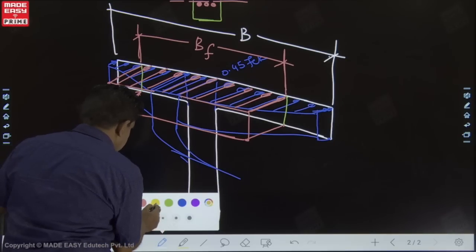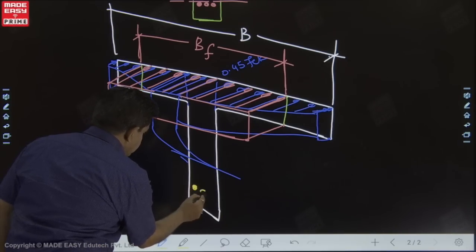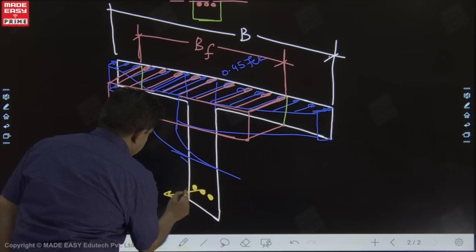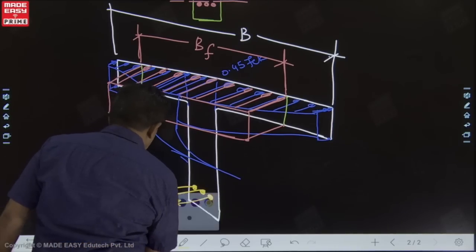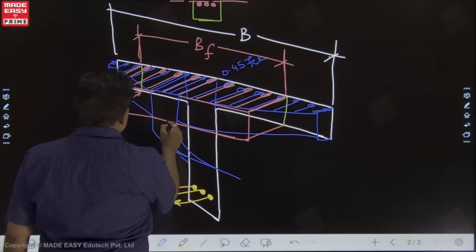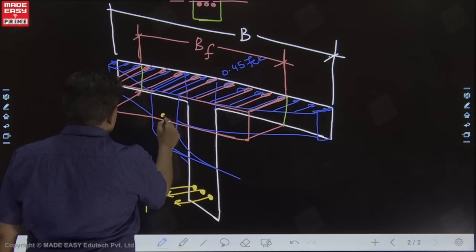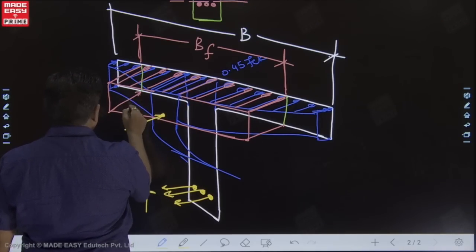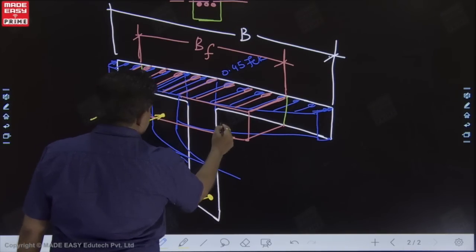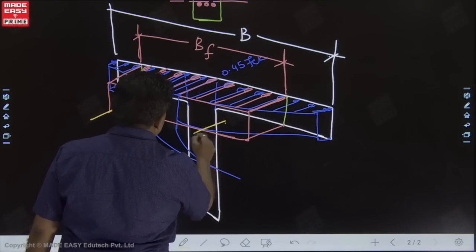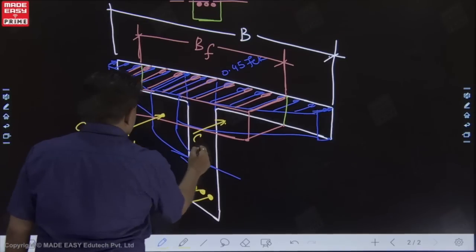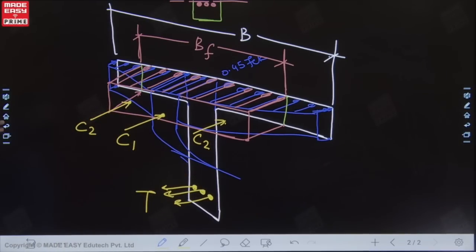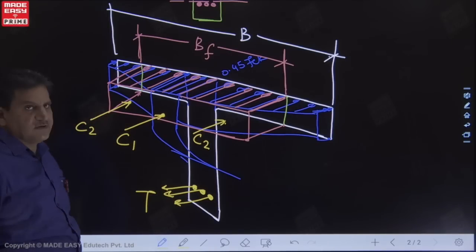Here will be reinforcement. In this reinforcement, T force will be considered, the tension force. Here compression force will be considered. One compression force for the web portion and one compression force for the flange portion. For this portion and for this portion. So if you call them C1 and C2, then C1 plus C2 will be equal to T, and using this we calculate different values.